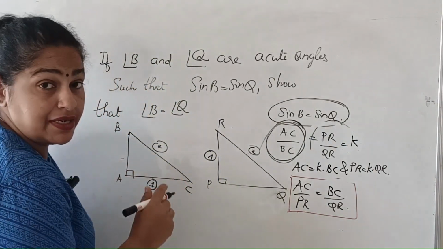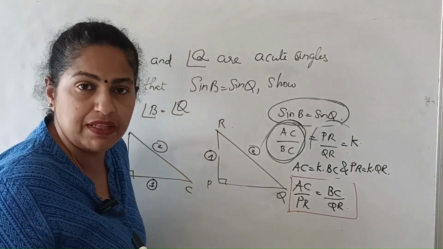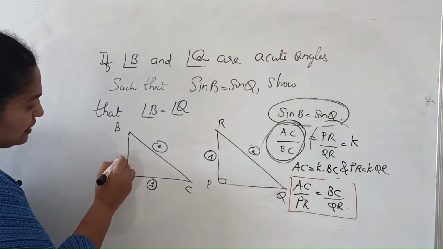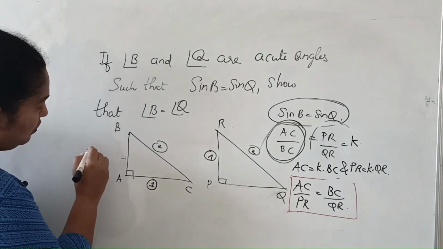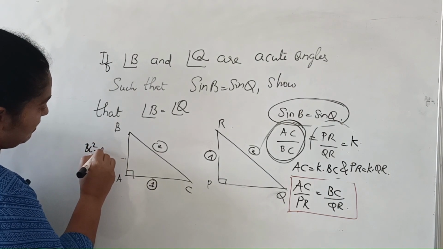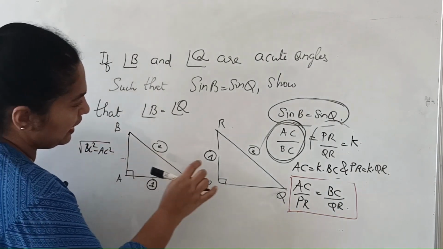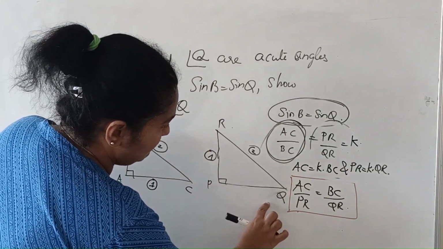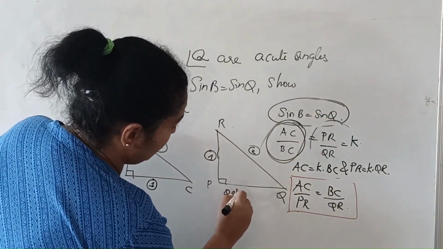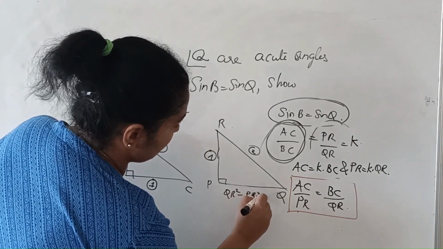Here, this is a 90-degree triangle, which means I can apply the Pythagoras theorem over here. So, the side AB is equal to the square root of BC square minus AC square. And the side PQ is equal to the square root of QR square minus PR square.